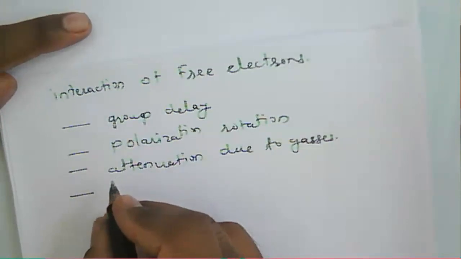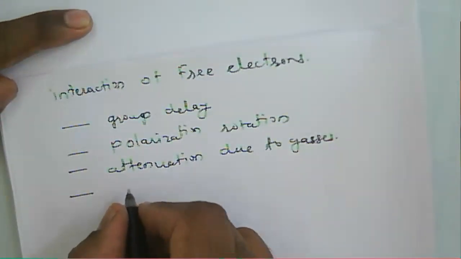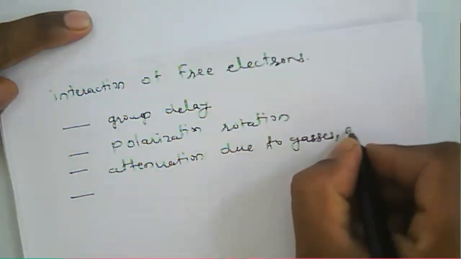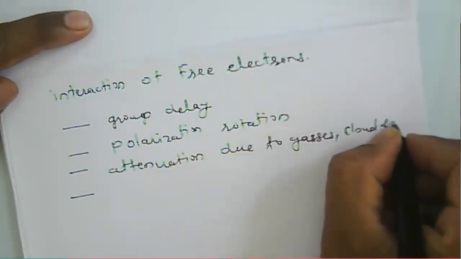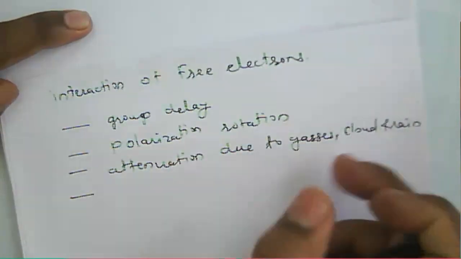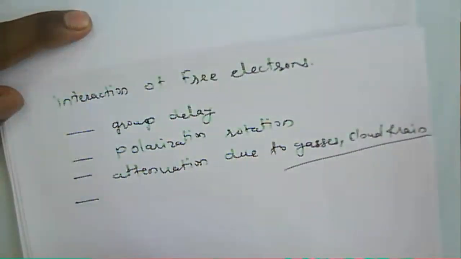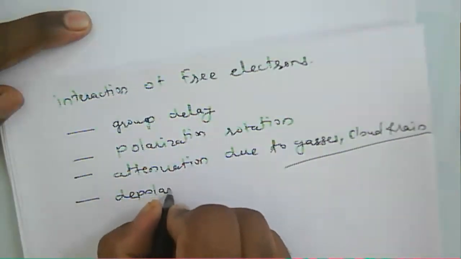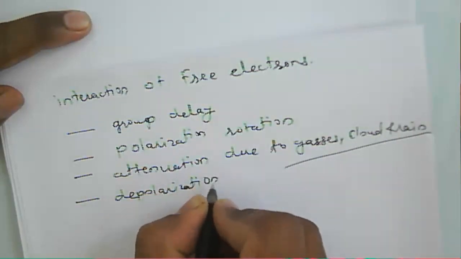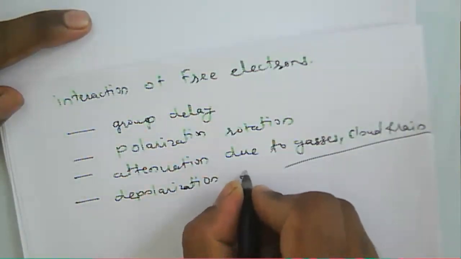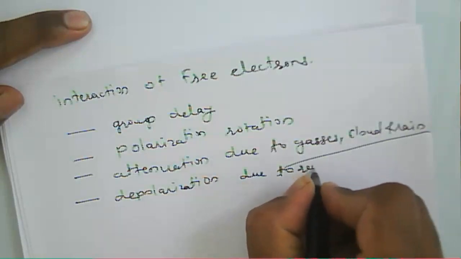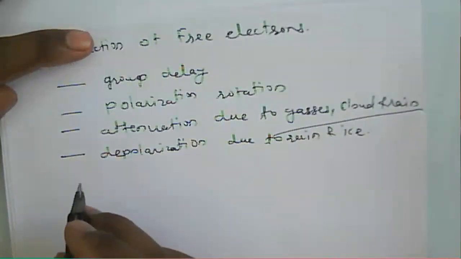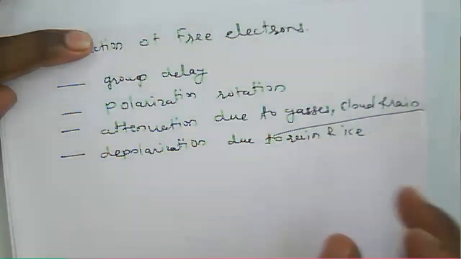then cloud, and rain. Attenuation takes place because of these three factors here, or depolarization, depolarization due to rain and ice.